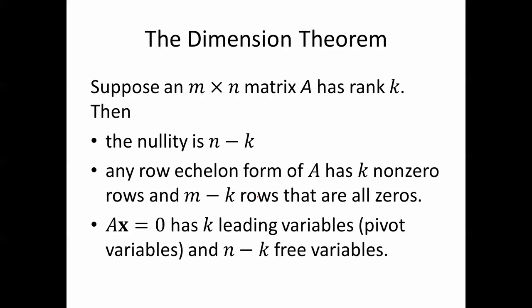Suppose an m by n matrix A has rank k. Here are some implications. The nullity must be n minus k, because the two of these have to add up to n. Any row echelon form of A has k non-zero rows, since the rank is k, and m minus k rows that consist entirely of zeros. Ax equals 0 has k leading variables, since the rank is k. Sometimes we call leading variables pivot variables, so it has k pivot variables and n minus k free variables.